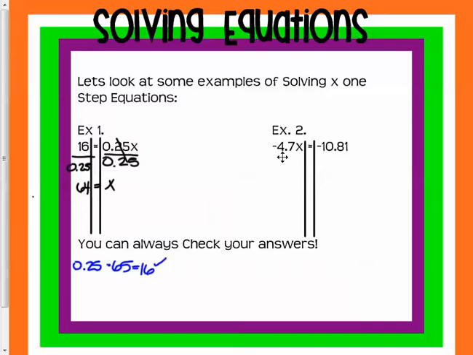Okay, in example 2, who's bothering x? A -4 7/10. So I'm going to divide both sides by the -4 7/10. And on this side, these cancel out and I'm left with x, and I get a positive 2 3/10. Now let's check our work. -4 7/10 times 2 3/10. And again, it gives me -10 81/100ths, so I know it works.